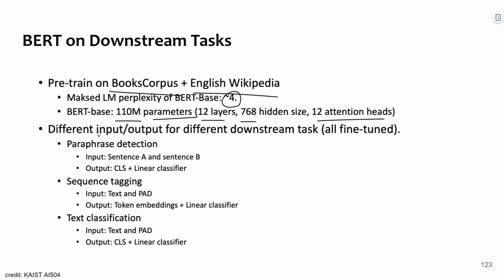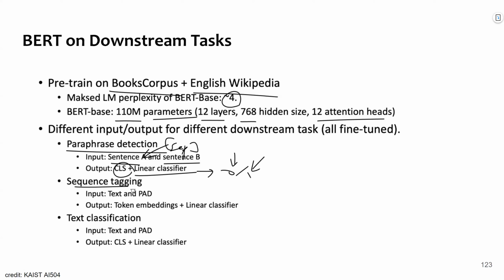And we just need to change the input and output format for different downstream tasks. We don't have to change the architecture. The only thing we need to do is change the input and output format. For example, for paraphrase detection, we just input sentence A and sentence B separated by the SEP token. And then we get the output from where the CLS token is and add one small linear classifier. And this will output 1 or 0: 1 if the 2 sentences are paraphrases, otherwise 0.